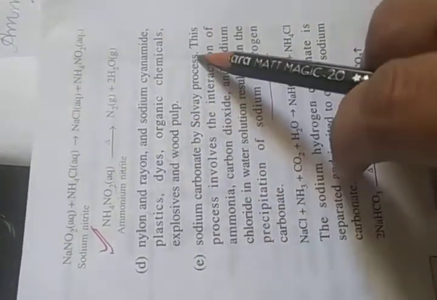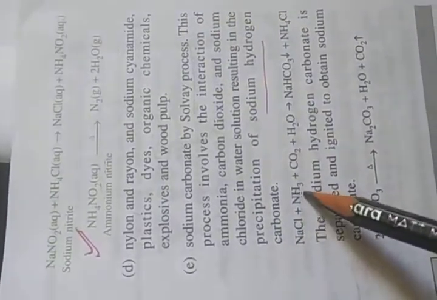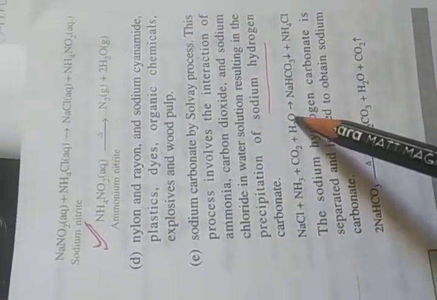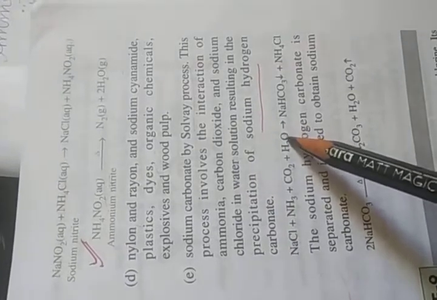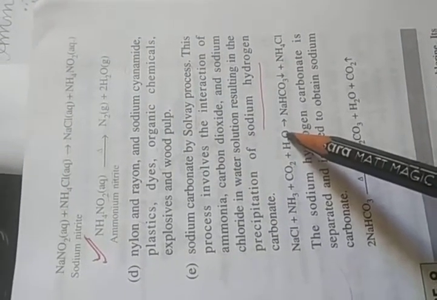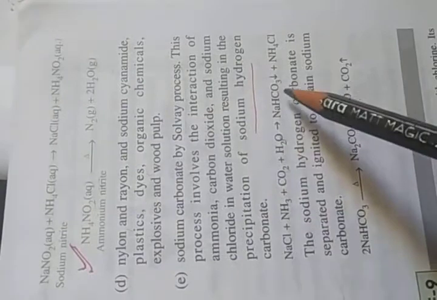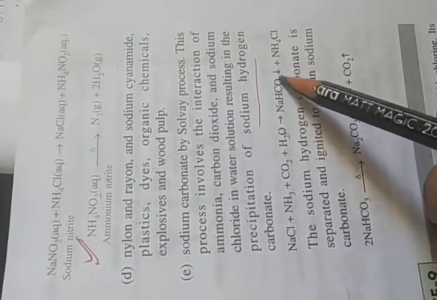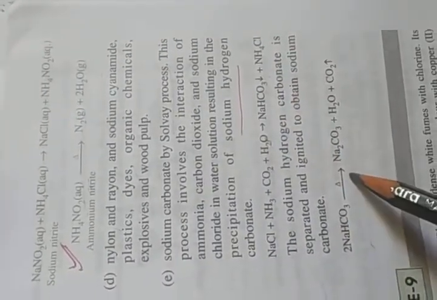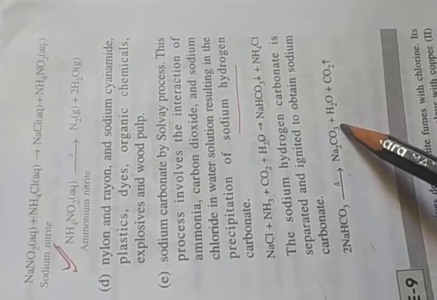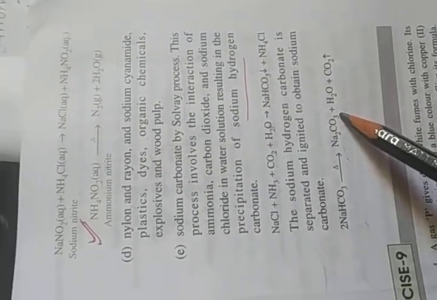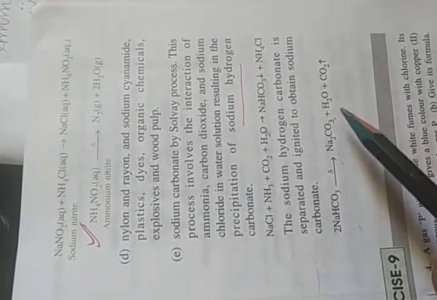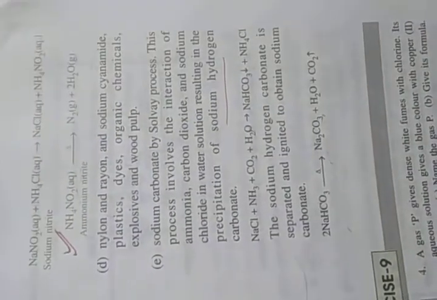Then there is one Solvay process given here. NaCl, ammonia, carbon dioxide, water. Interaction of all these chemicals gives a precipitate of sodium hydrogen carbonate. This sodium hydrogen carbonate, or sodium bicarbonate, is separated. When we heat it, ignite it, we obtain sodium carbonate, right? So we can use it for the production of sodium carbonate also.